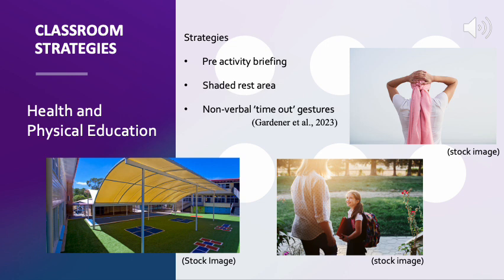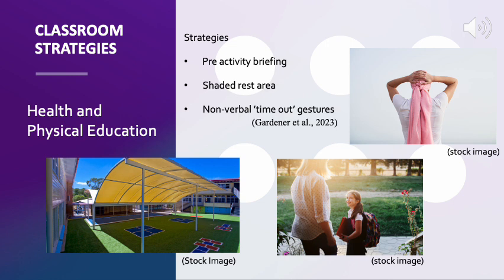Strategies that can be implemented in health and physical education classes include instructional approaches such as a pre-activity briefing, providing a shaded rest area for environmental consideration, and organizing a non-verbal timeout signal, which is a behavioral and communication strategy. At the start of the lesson, before warm-up, check in with Charlotte to confirm her blood glucose level is within a safe range for the activity planned, reminding Charlotte she can pause or take a break to check her levels or have a snack is completely fine.